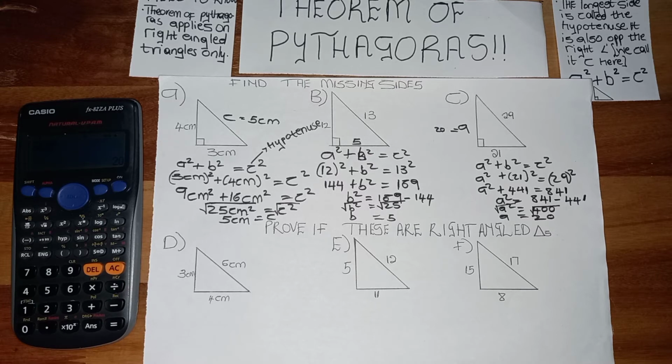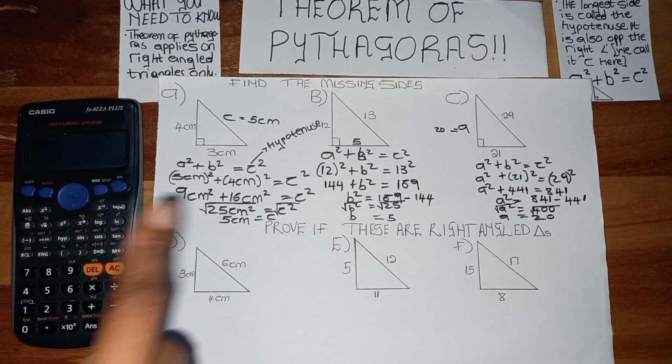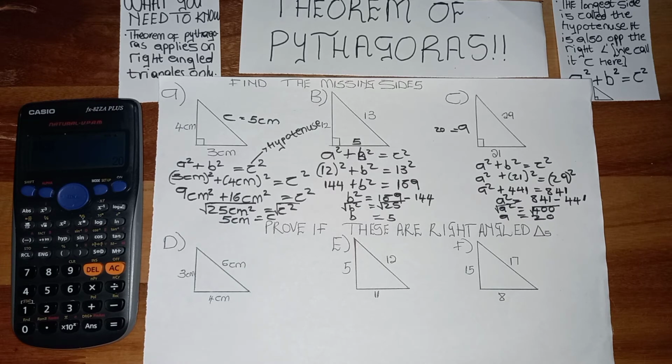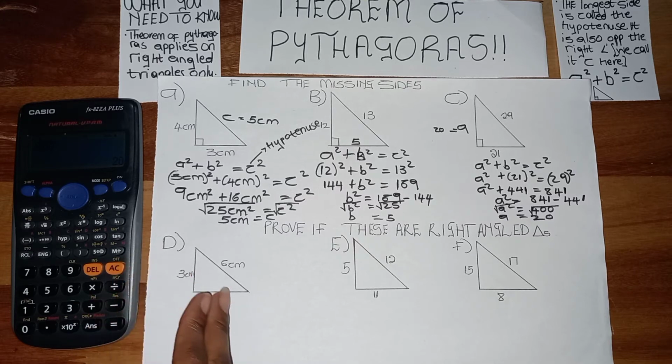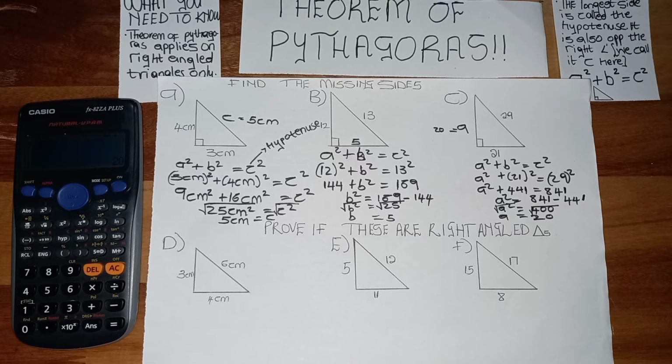Remember, the theorem of Pythagoras applies only on right angled triangles. So now let's move on to the next set of three. This one says prove if these are right angled triangles. So you know that if they are right angled triangles, the sum of the squared legs has to give you the hypotenuse squared. So we're just going to test using the theorem of Pythagoras formula, so that if the formula applies, it means that these are right angled triangles.